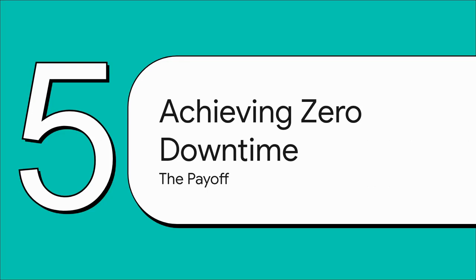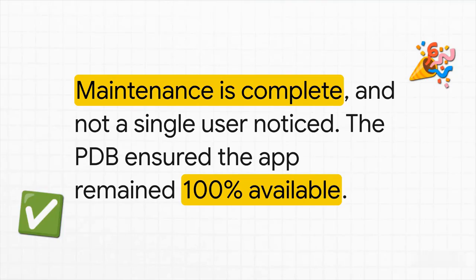So let's bring it all together. We get the problem, we've put the solution in place, and we've confirmed it works across our entire cloud footprint. So what's the final result? What's the payoff? This is the dream right here. The node upgrades are done, the security patches are applied, and not a single user even noticed. The PDB stood guard the whole time, gracefully pausing pod evictions to make sure the minimum number of replicas were always serving traffic. The application stayed 100% available.